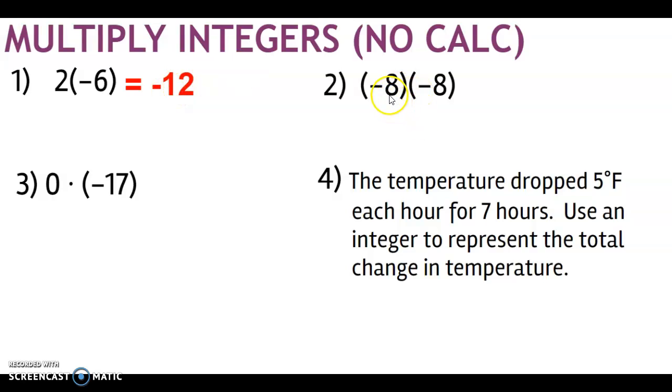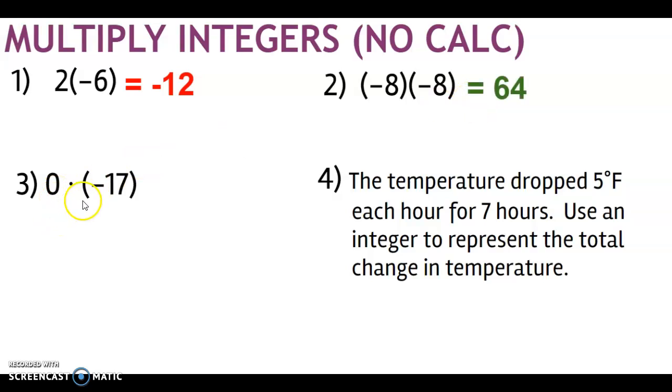Let's try number 2. -8 times -8. Well, we know 8 times 8 is 64, but would the answer be positive or negative? You're right. Since the signs are the same, we say that the signs agree, and therefore the answer is positive.